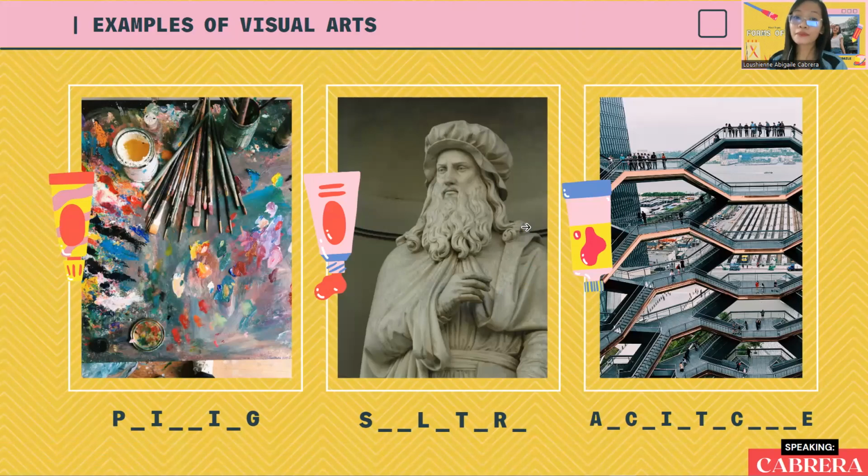Okay, 1, 2, 3, 4, 5. Number 2, 1, 2, 3, 4, 5. And sa number 3, 1, 2, 3, 4, 5.